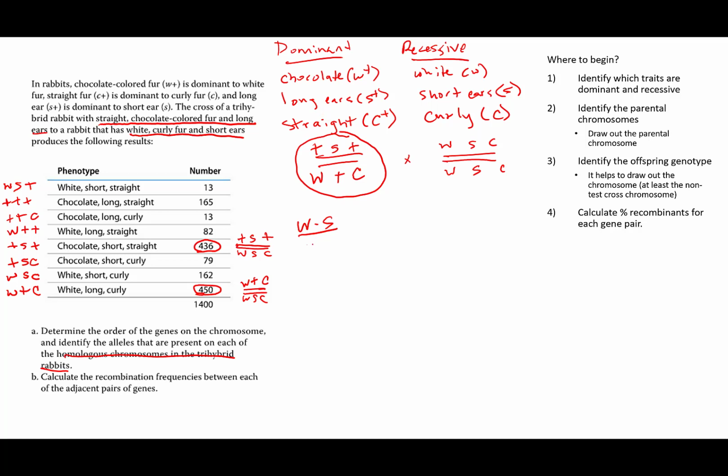So I'm going to write 13 here. 13. Go to the next one. Plus, plus. Do I have wild type in the same? No. Again, recombination, so I'm going to type that number in, 165. Go to the next one. Plus, plus. No, we just did that there. Again, it's a recombinant, so 13.